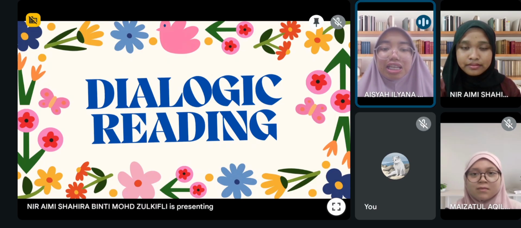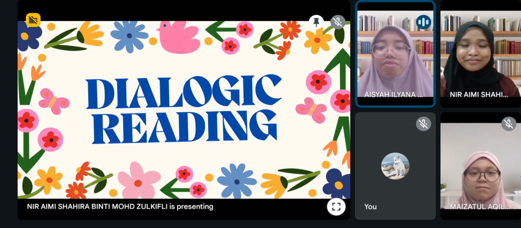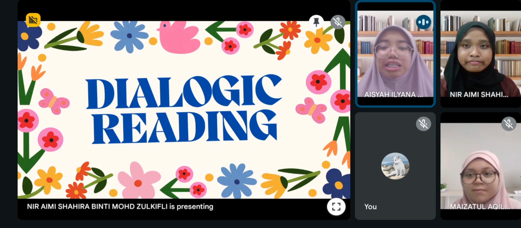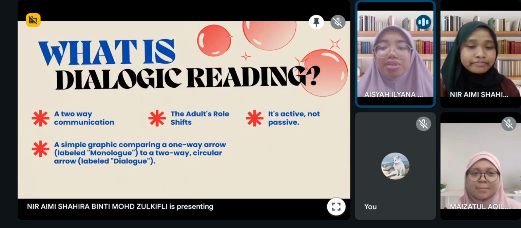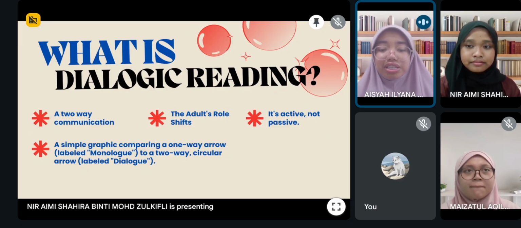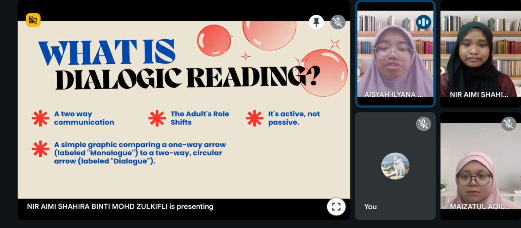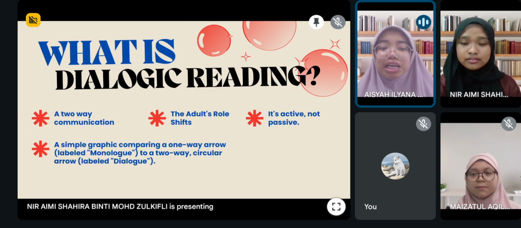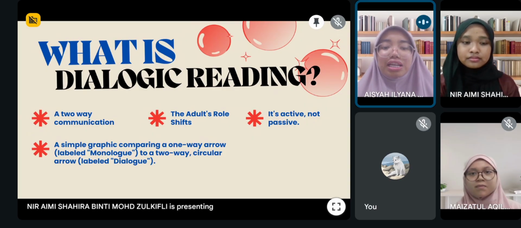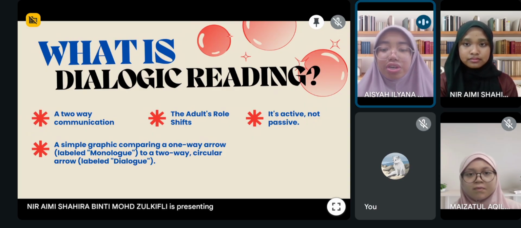So what is exactly dialogic reading? Let's think about it. A typical story time: often the adults read the words on the page and the children listen quietly. This is a one-way street, meaning dialogic reading flips this completely. It turns story time into a two-way conversation. The goal is to encourage children to become active partners in telling the story. The adult's role changes from reader into a guide or a conversation partner. You are there to listen, to ask questions, and to build on what the child says.